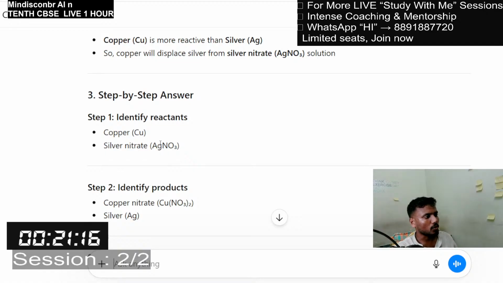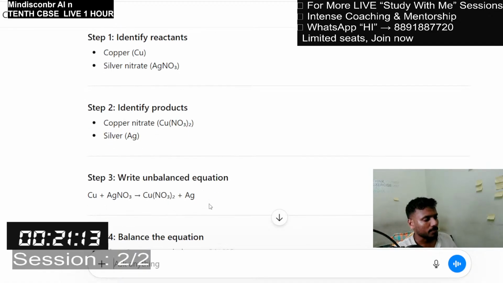Identify the reactants: copper, Cu, and silver nitrate, AgNO3. Identify the products: copper nitrate, CuNO3 twice, and silver, Ag. Write the unbalanced equation: Cu plus AgNO3 gives CuNO3 twice plus Ag. Copper is balanced, silver is balanced, but NO3 is not balanced.